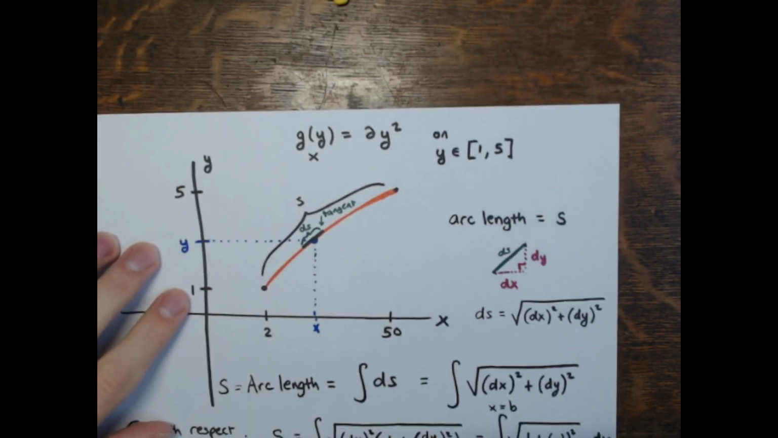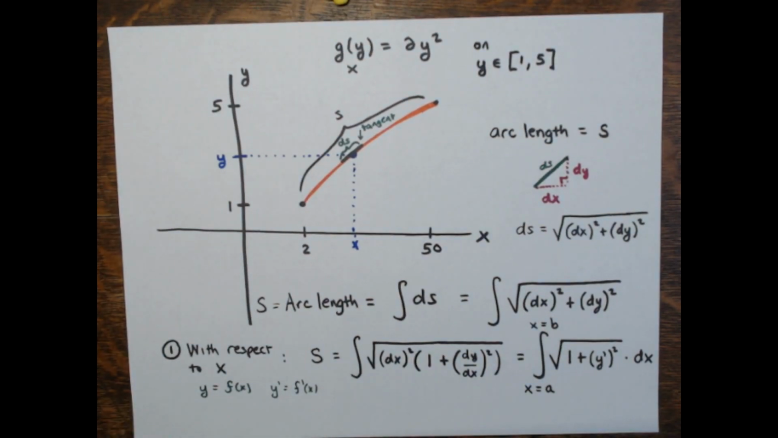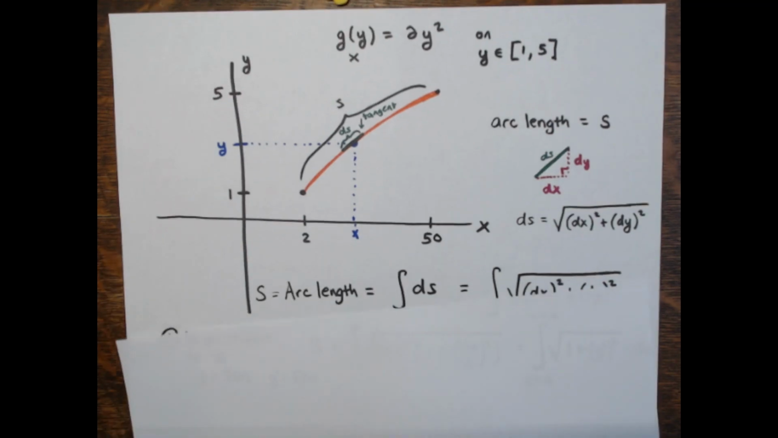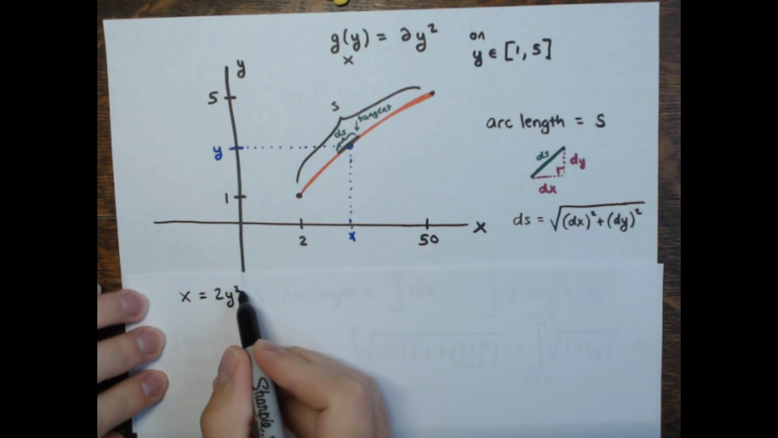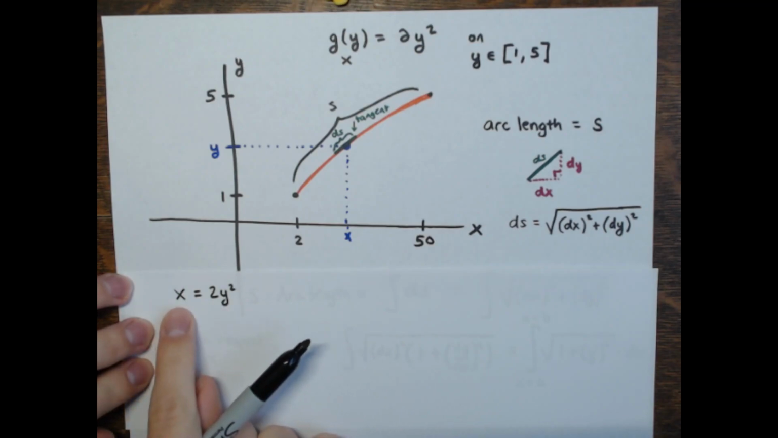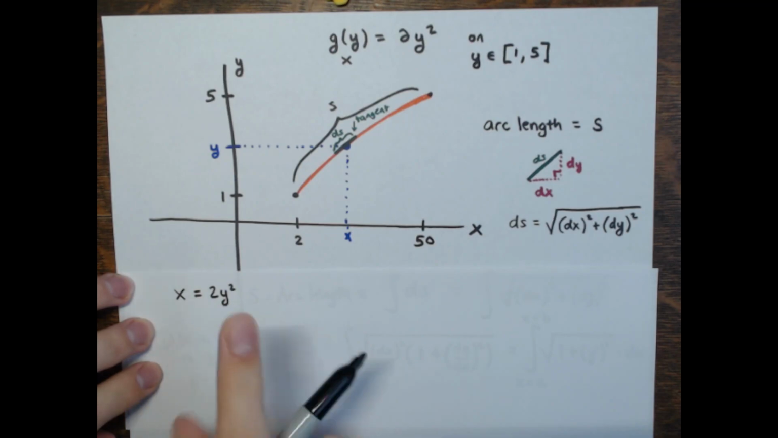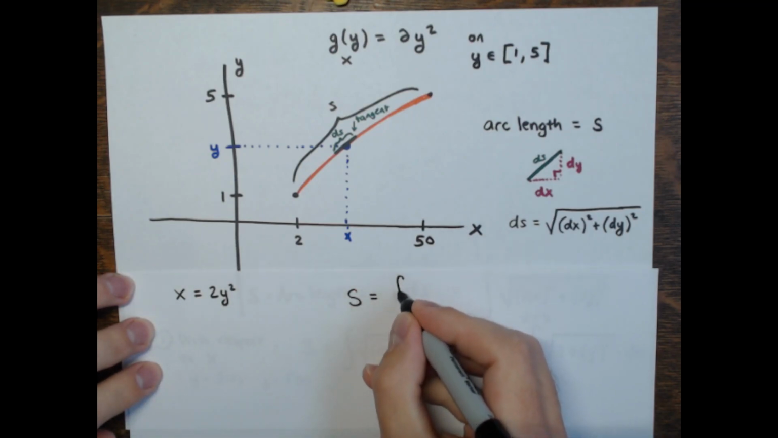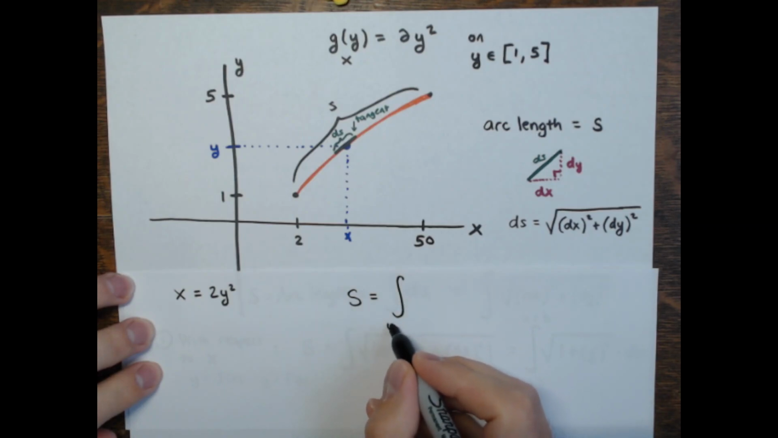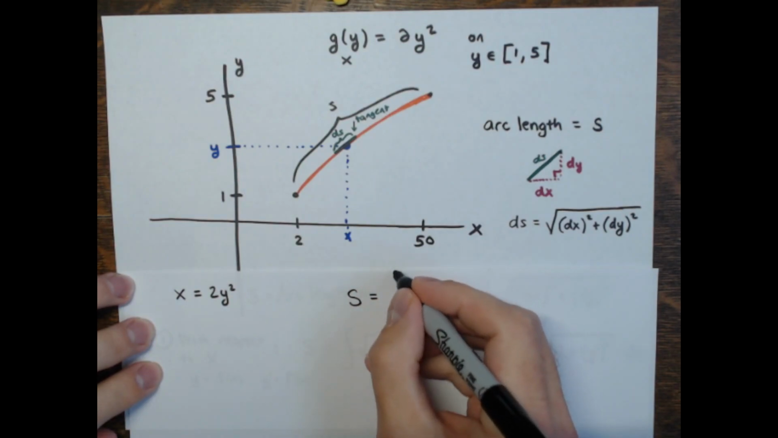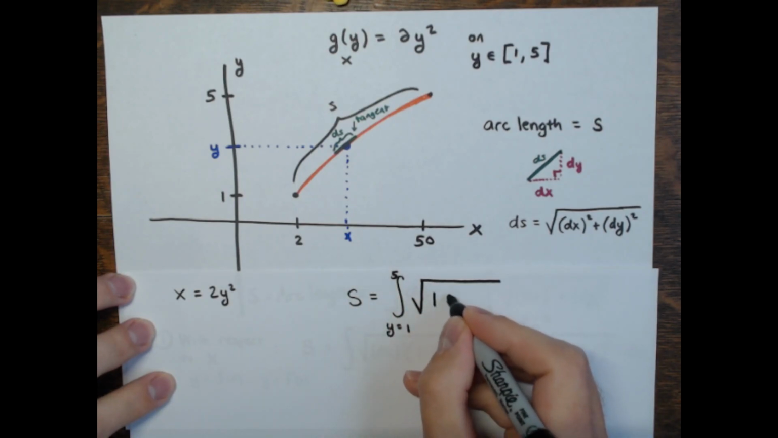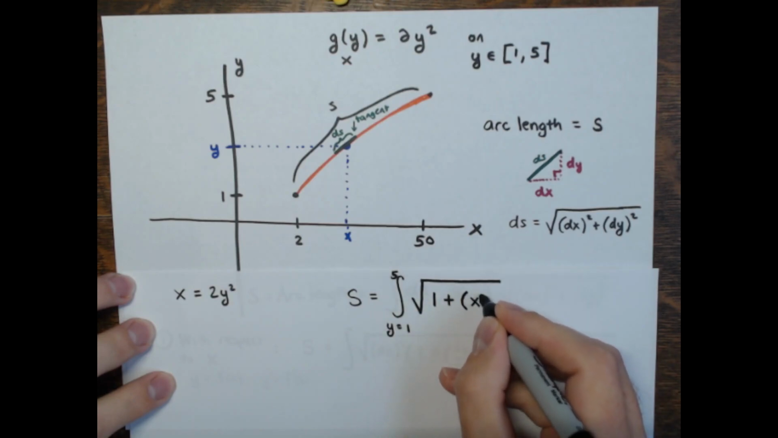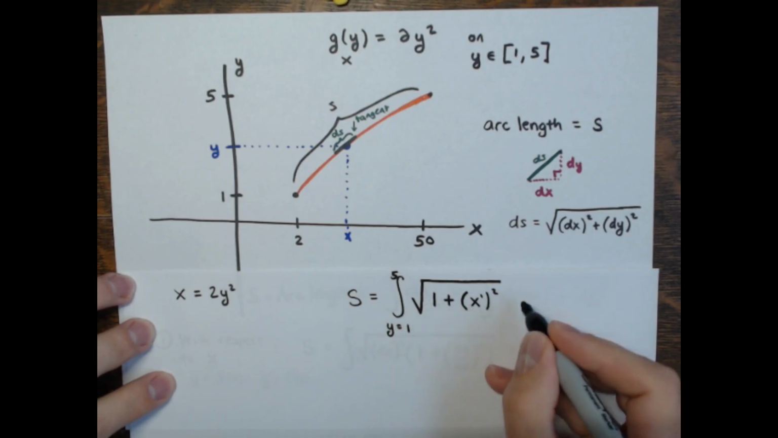Let's find the length, or at least set up the integral for the length of this piece of curve here. So we were given x equals 2y squared. Now, since I have x as a function of y, where y is the independent variable, I'm going to find arc length using the formula where we're integrating with respect to y. So from y equals 1 to 5. Remember, this is the square root of 1 plus x prime squared, all inside the square root, and then times your dy.